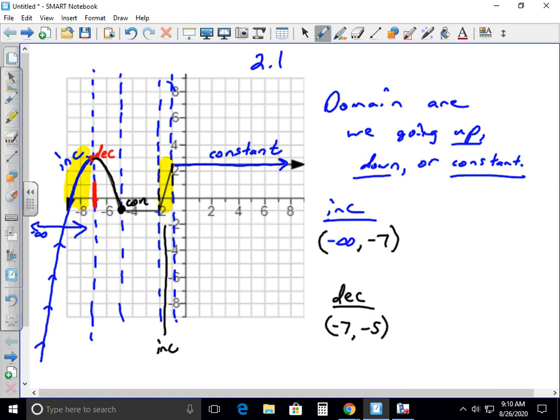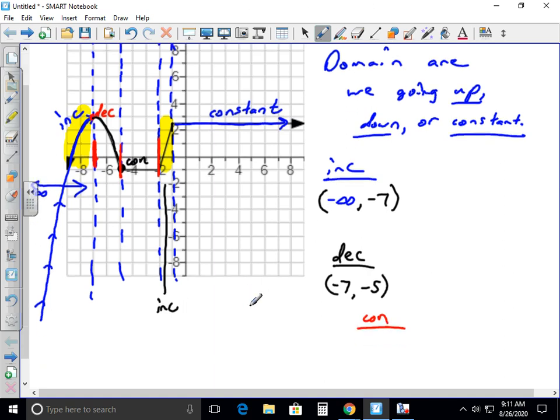Our next section, which starts at this x value and goes to this x value, is constant. So we're constant when x is negative 5 going all the way to negative 2. And notice I'm putting these in parentheses and not brackets around them. These are intervals, but we don't include the edges, and we're not going to get into all the details of that. I'll just say this.